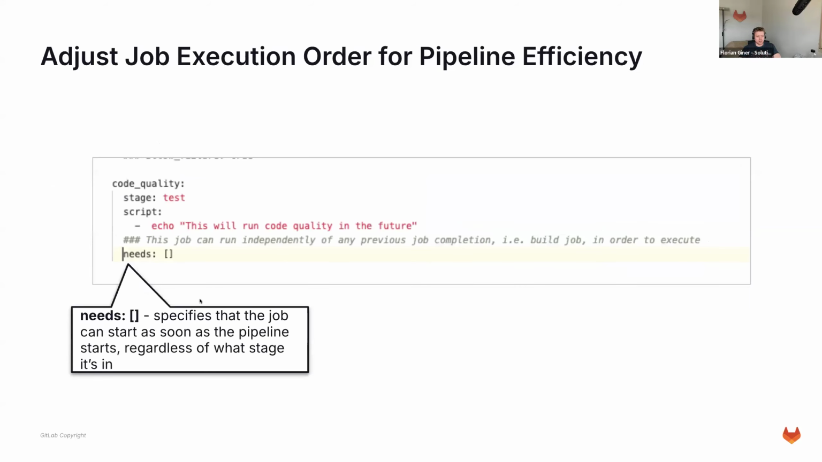And the answer is we can use the needs keyword. With this needs keyword, we can specify jobs which this job here is dependent on. So all of the jobs that we list in here need to execute first and finish first before this code quality job here can even start. Now, this also means if we use this needs keyword and we specify an empty list, this code quality job does not require any other jobs. So it is okay for it to start as soon as possible, regardless of what stage it's in.